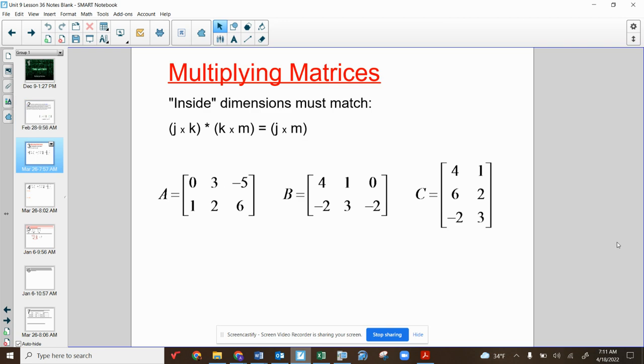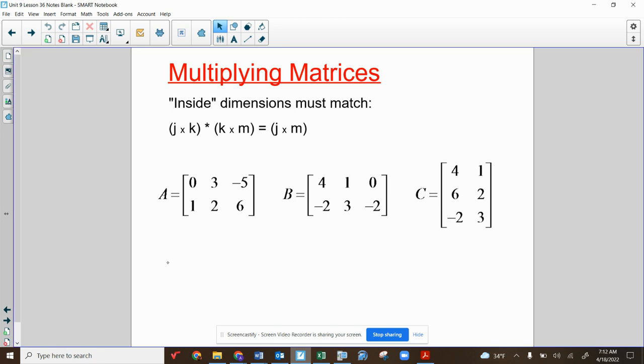When we did addition in the last lesson, you could take A and B and add them together, but you couldn't take A and C or B and C and add them together. Well, in this case, A and B actually can't be multiplied, but B and C could. So the key is that what we're going to call inside dimensions must match. So here's what I mean by that.